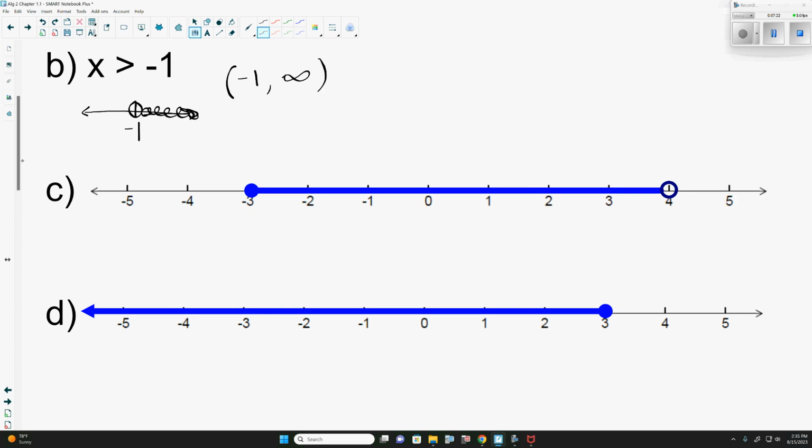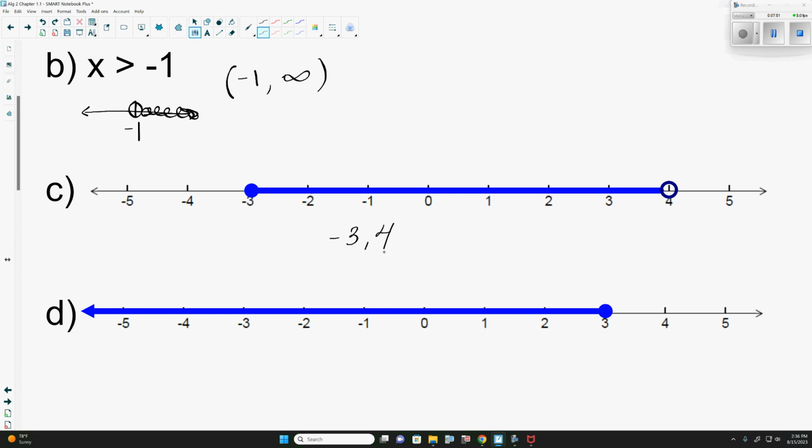The next one we're going to look at is C. C is already graphed for us. Now for C, do we have 1 or 2 endpoints? 2. And our 2 endpoints are -3 and 4, yes. So if we wrote it as an interval, our 2 points would be -3 and 4.